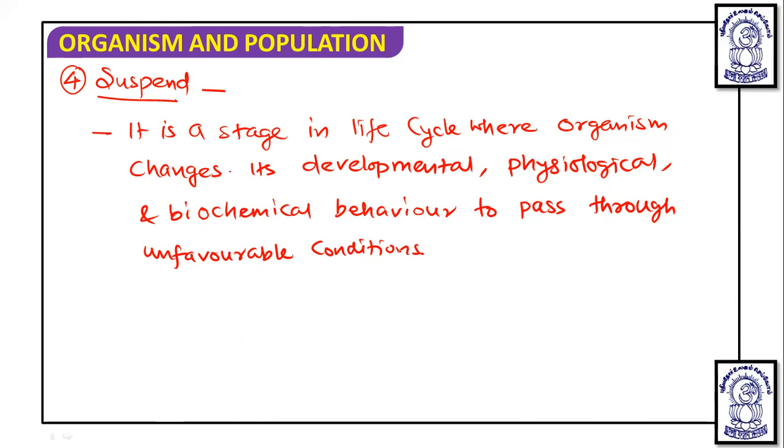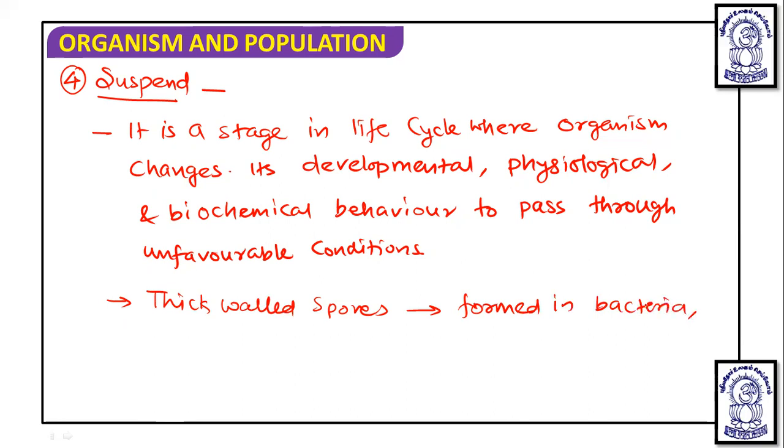And it is known that different organisms produce different types of perennating structures. Perennating structure means the structure which helps them to pass the adverse or unfavorable conditions. So if we talk about perennating structures, there are thick walled spores. These are formed in bacteria, fungi, and algae to overcome the unfavorable conditions. So this is one of the perennating structures.